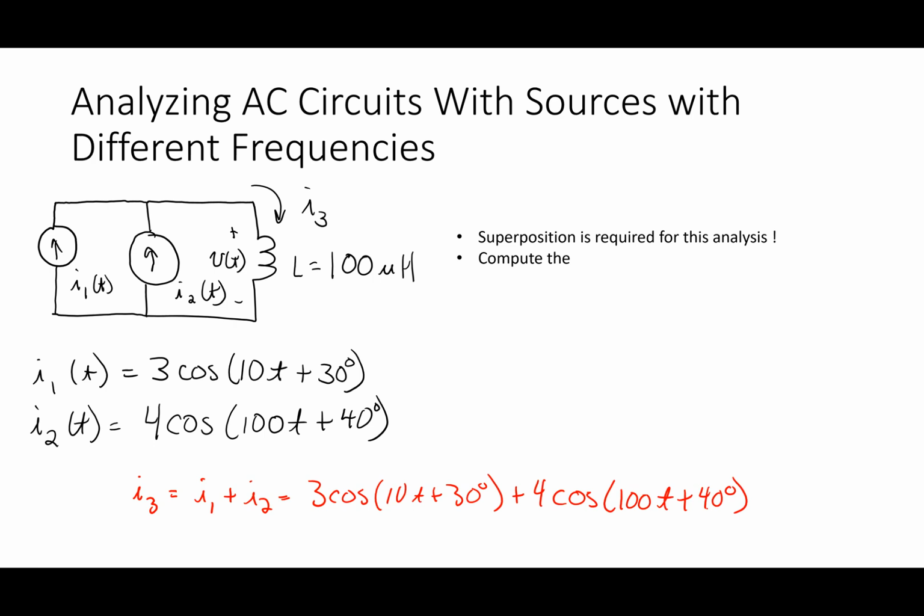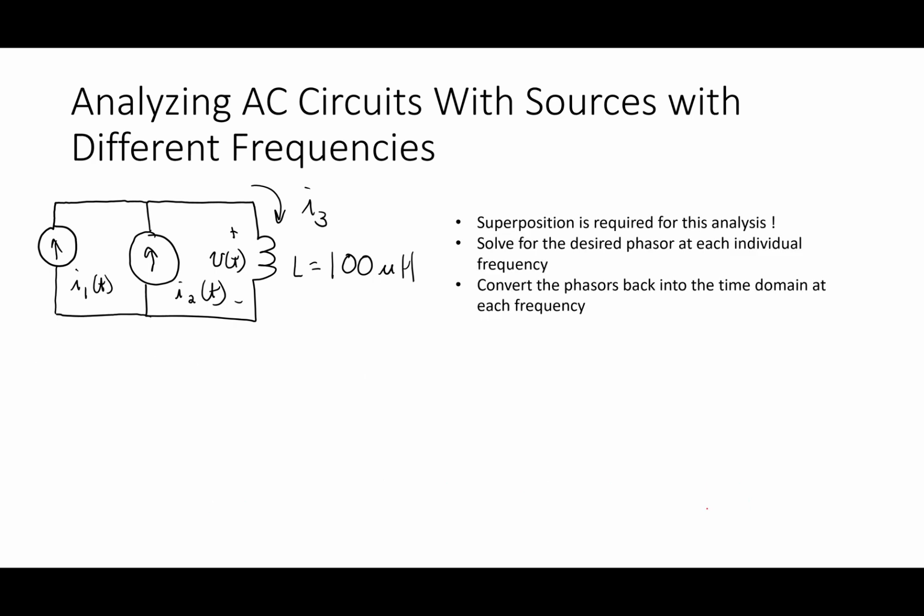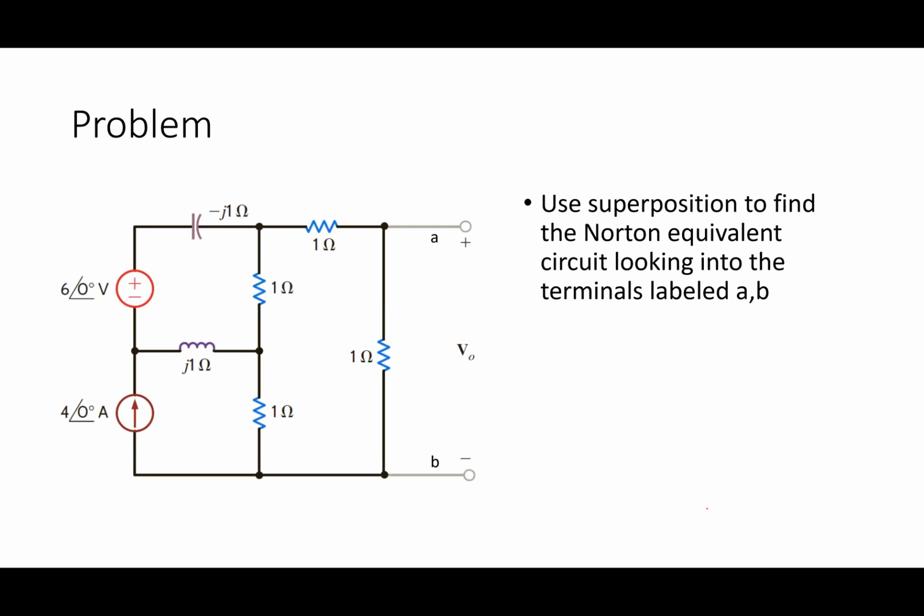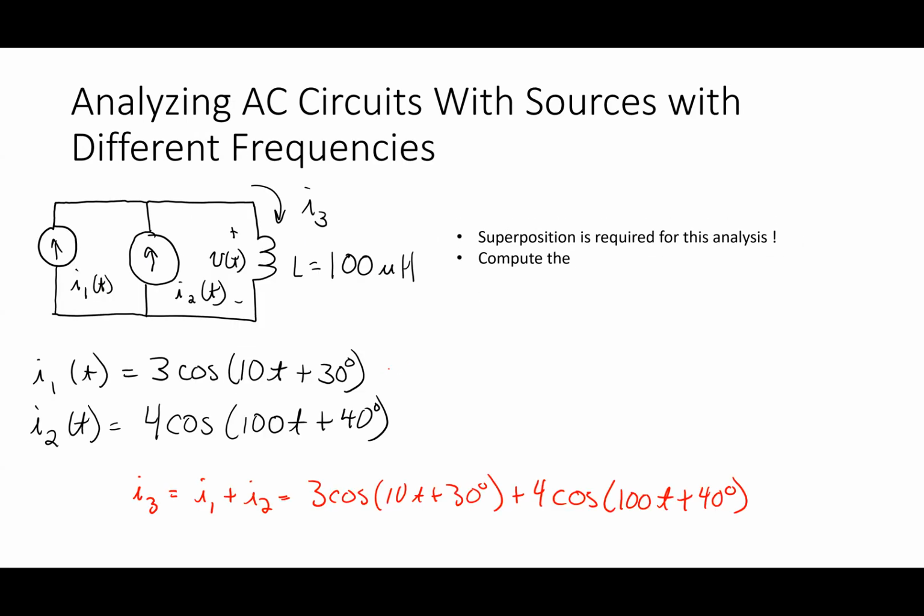Well, I have no choice but to use superposition. All right. And so basically my approach, I don't know what I was thinking here when I did this, but basically solve for the desired phasor at each frequency, right? And then do all of your analysis in the phasor domain and then convert everything back and add them up, okay? So what I would do here is I would say to myself, all right, well, what's the phasor that I would have that goes with I1? This guy would be I1 equals 3 angle 30.